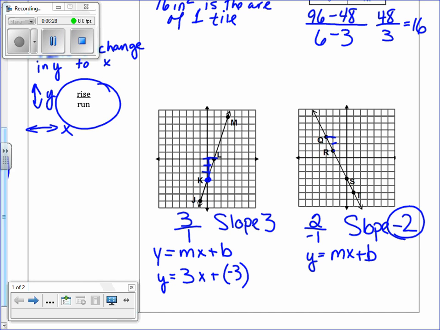Here's my slope of negative 2, so y equals negative 2x, plus my y-intercept of negative 3. Just so happens this line goes through negative 3 as well. All right.